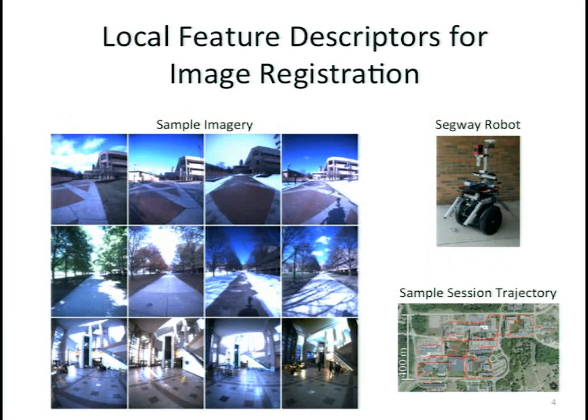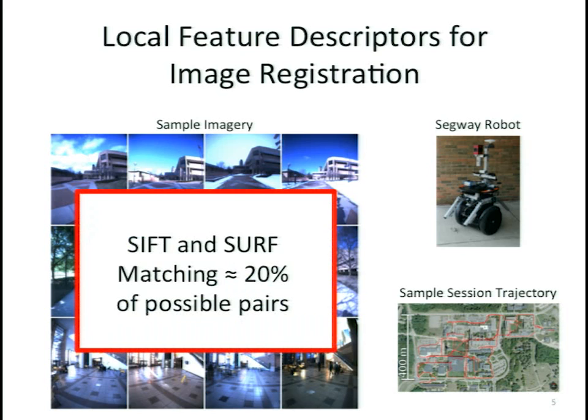And if we consider this challenging data set that we're working with, which was collected by a robot in 27 sessions over the course of 15 months, what we see is that even though there's lots of changes in appearance due to weather and construction and the changes of the seasons and things like that, most of the time it's lighting throughout the day that's affecting whether or not we're able to match. In actuality, with SIFT and SURF, we're only able to match about 20% of possible pairs in this data set.